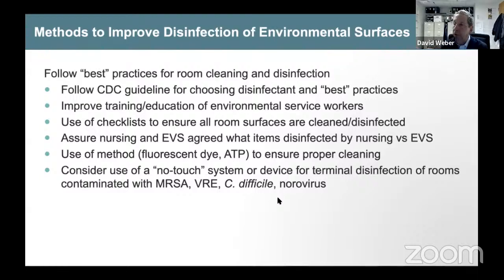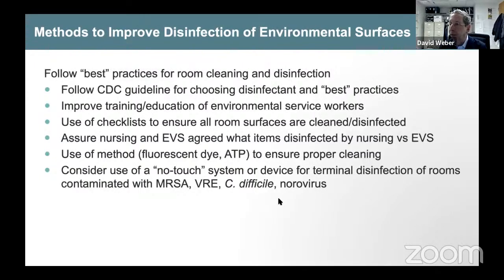People need to be trained. We train our environmental service workers at onset of employment and at least once a year. I should have mentioned this with high level disinfection and sterilization. We train all of our workers once a year. They get a refresher, four-hour course at least once a year, and they have to be physically observed by their supervisors to make sure they're doing it right. So that is critical. You need checklists to make sure everything's getting cleaned and disinfected in rooms.